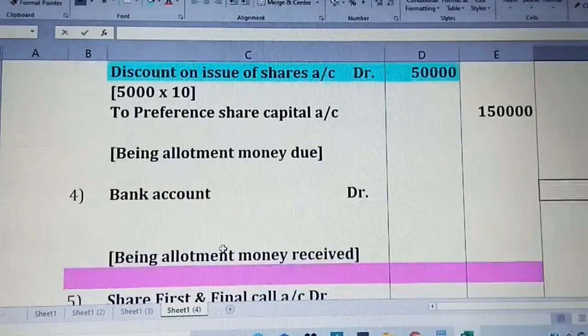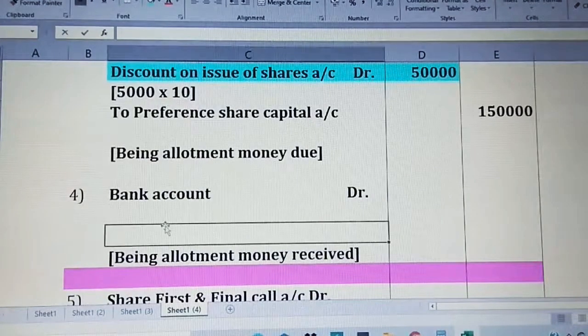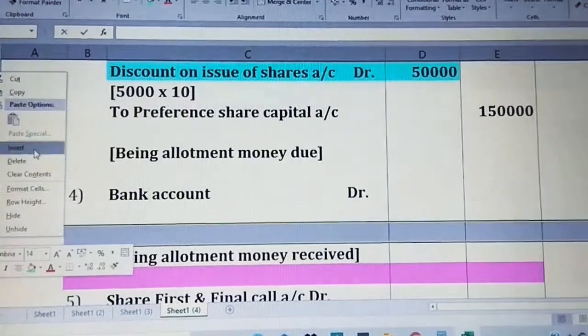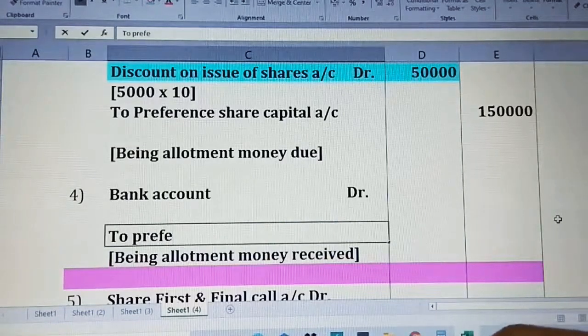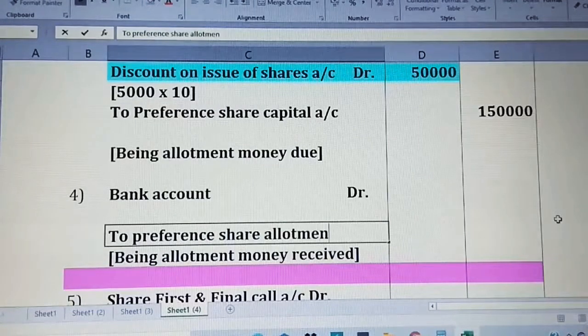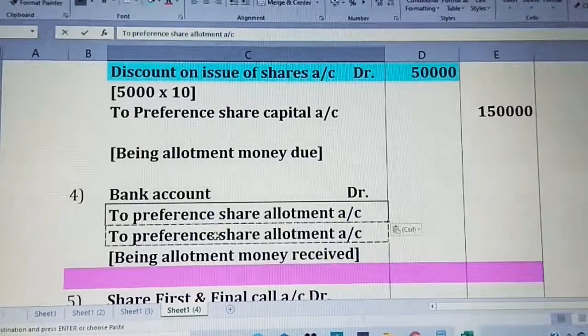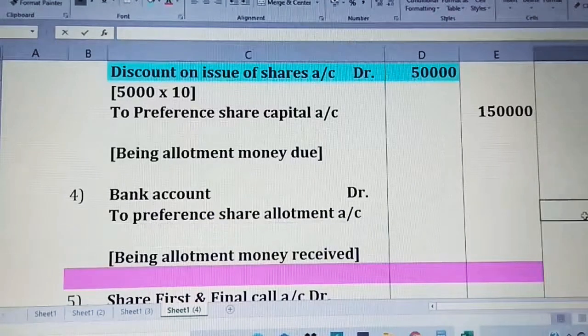Now let us go for the next entry. So allotment money received. When it is received, bank account debit, to which account is the money received? To preference share allotment account. So bank account debit to preference share allotment account.